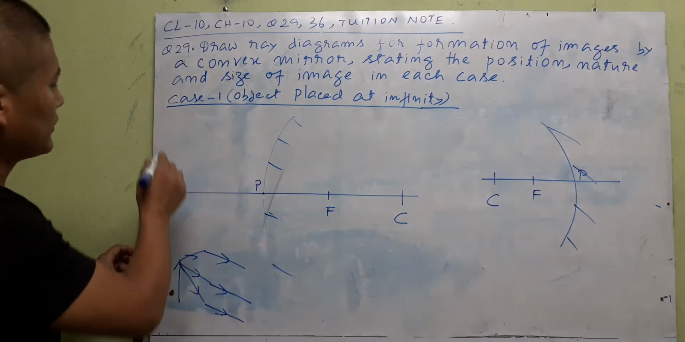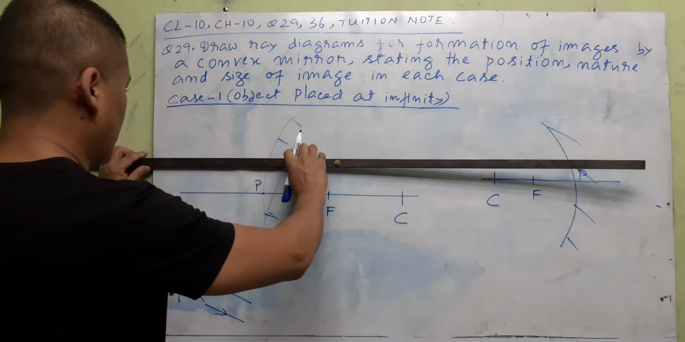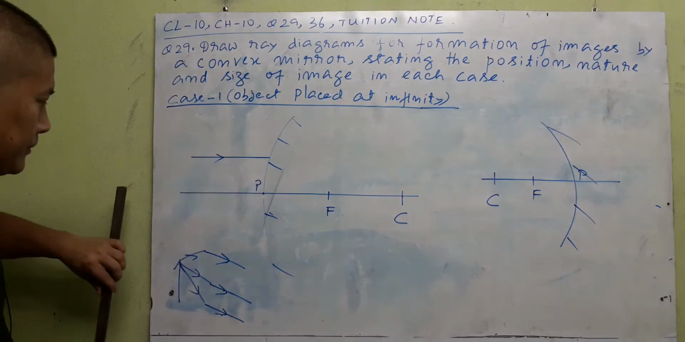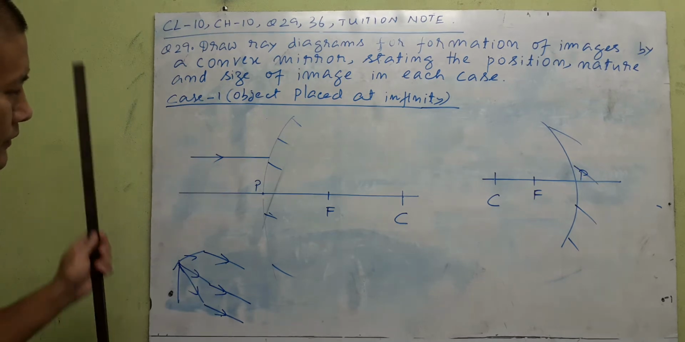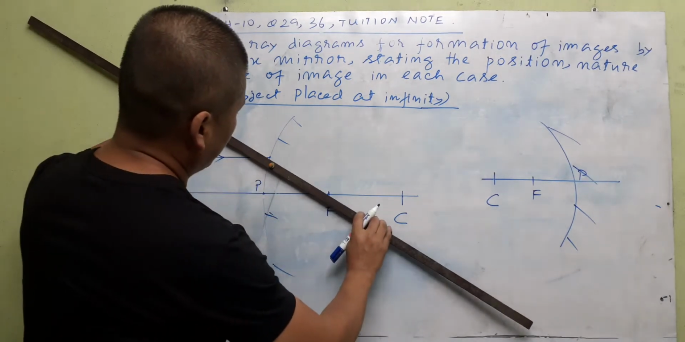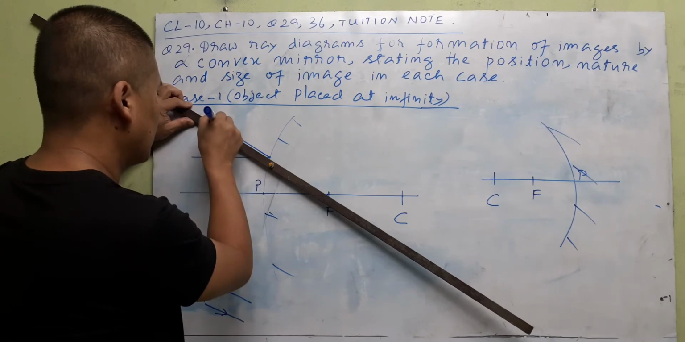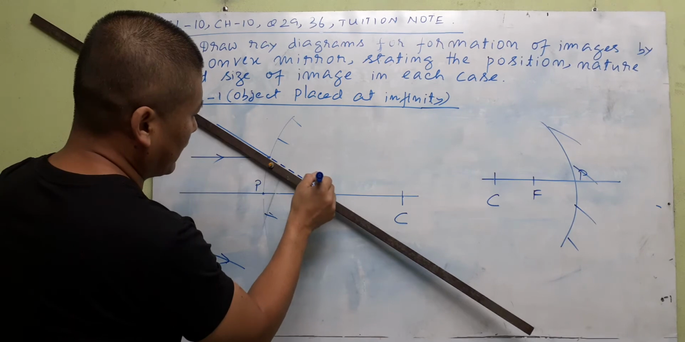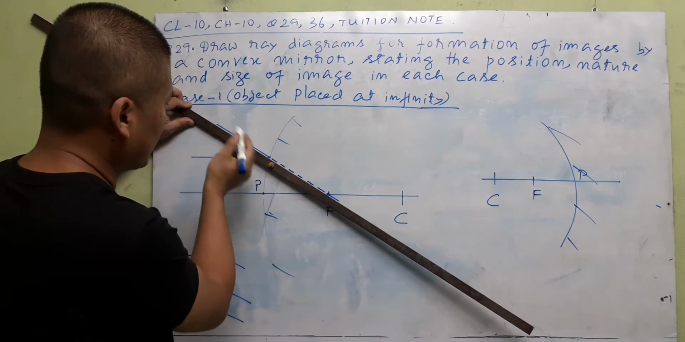Same thing is here. Object is at infinity, so let us say one ray from the tree at infinity comes parallel to the principal axis. This is the incident ray from the object. Parallel. So how does it reflect? Put your scale here and here. Then with your pencil, on the left side, you draw a full line. Don't move your scale, on the same straight line, draw broken lines on the right side of the mirror. On the right side, broken lines. On the left side, full line like this.